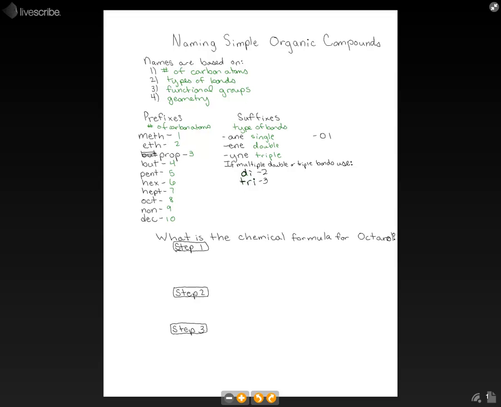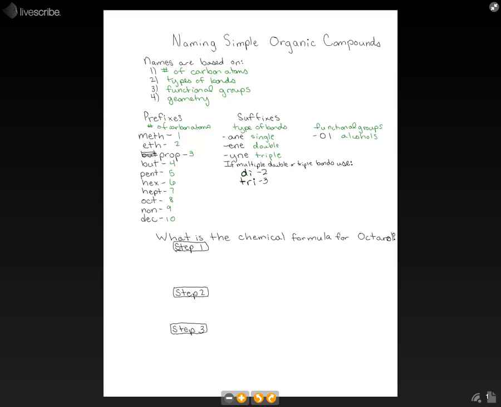And the last thing we're going to talk about here today is the functional groups, and that's also another suffix. And the only one we're going to look at today is the functional group of alcohols, and we designate that with the suffix of OL. So now that we have kind of the bare bones of what we need to name organic compounds, we're going to look at an example down here.